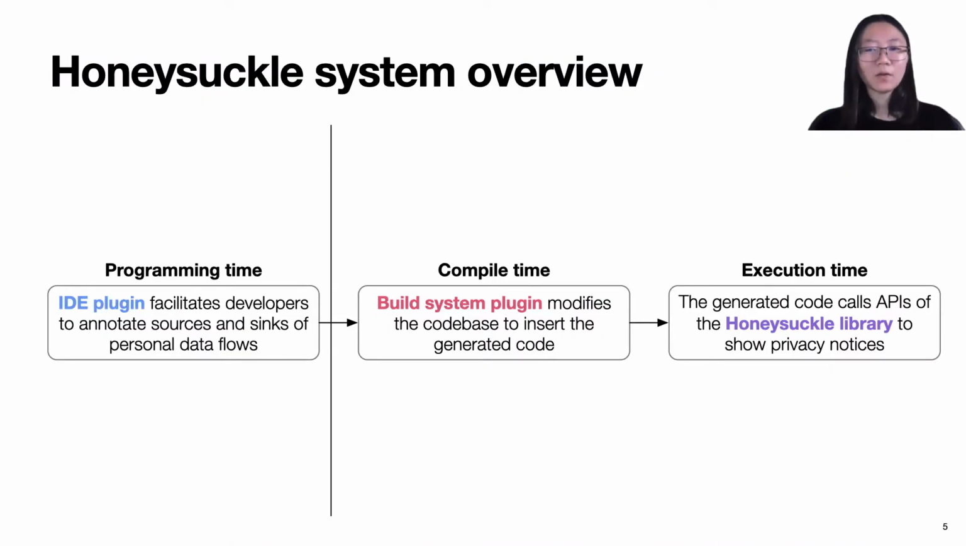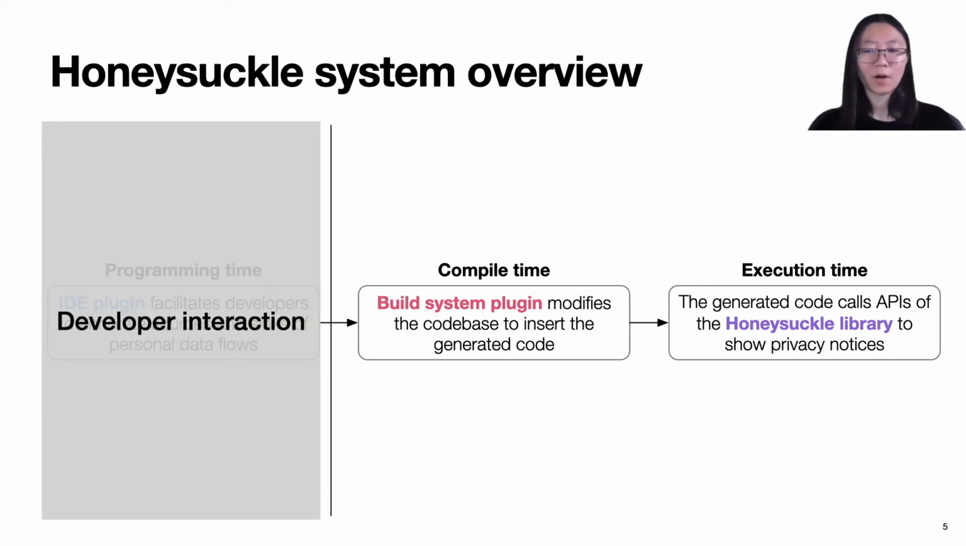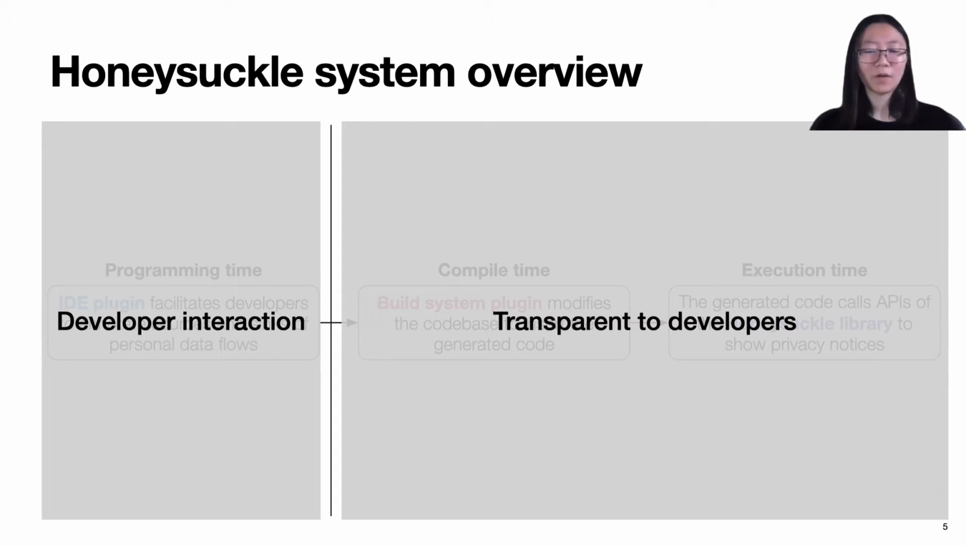The Honeysuckle system consists of three components. During programming time, the IDE plugin facilitates developers to annotate their code. During compile time, a build system plugin modifies the code base to insert the generated code. And during runtime, APIs from an auxiliary library are called to show privacy notices. Among the three stages, only the first one requires active developer interaction, and the last two are transparent to developers.